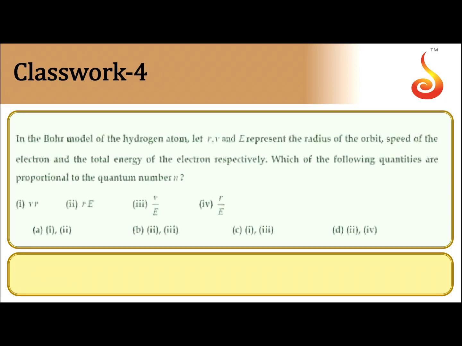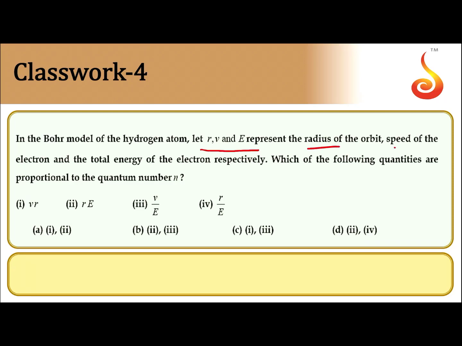Example 4. In the Bohr model of the hydrogen atom, let R, V and E represent the radius of the orbit, the speed of the electron and the total energy of the electron respectively. Which of the following quantities are proportional to the quantum number? Let us try to understand what he is looking for here. He says R, V and E represent the radius, speed and the total energy. He says which quantities are proportional to quantum number.